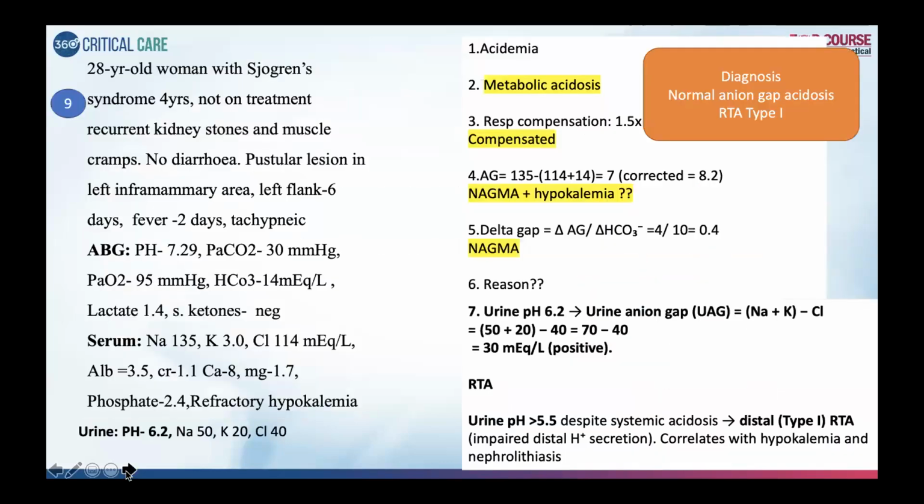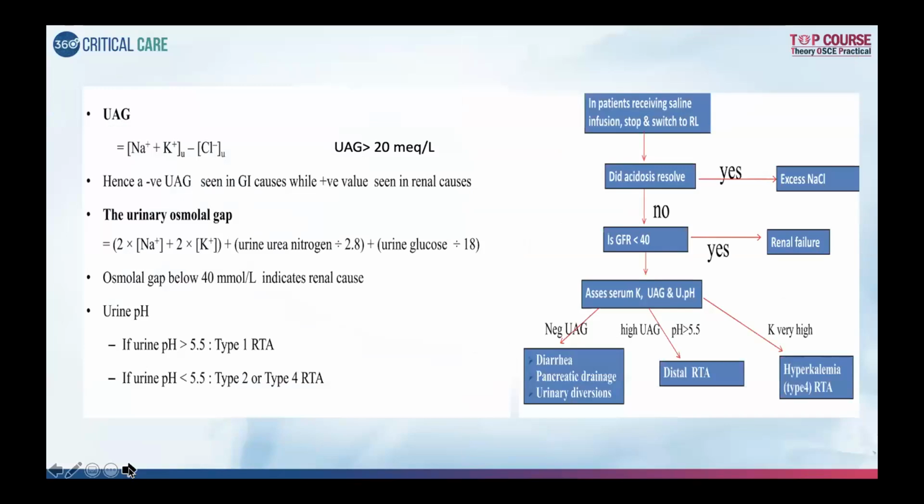Normal anion gap acidosis and type 1 RTA. So how will you approach this? It is a stepwise approach. Look for hyperchloremia excess, and then see if there is any renal failure. If there's nothing significant in a patient with normal anion gap, always ask for the urine electrolytes and urine pH. If the pH is more than 5.5, it's distal. If it is less than 5.5, it could be proximal or type 4.